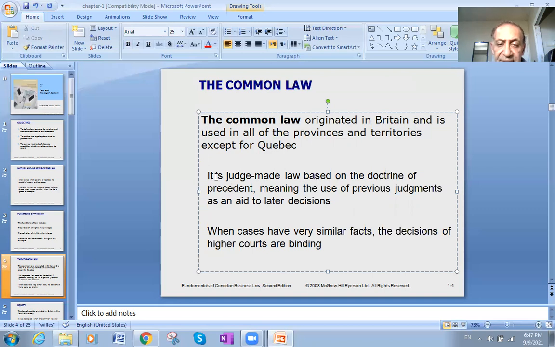It is judge-made law based on the doctrine of precedent, meaning the use of previous judgments as an aid to later decisions. As an example, the judge will see a case in front of him and look for a resolution. He will go back to similar cases in the law, see what the judges decided and what the penalties were, and apply them by similarity. For example, someone stole by force and got 3 years in prison in 1950. I have the same issue now in 2021, so I will make a judgment based on that judgment.